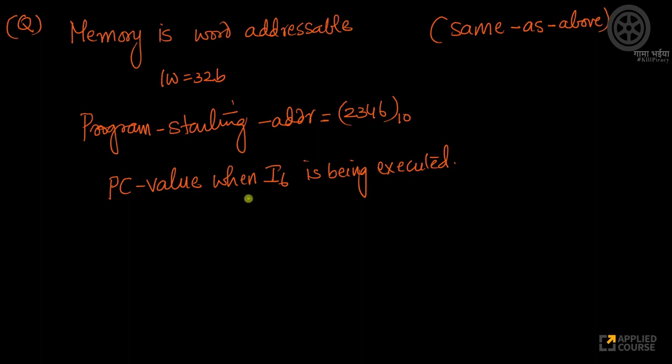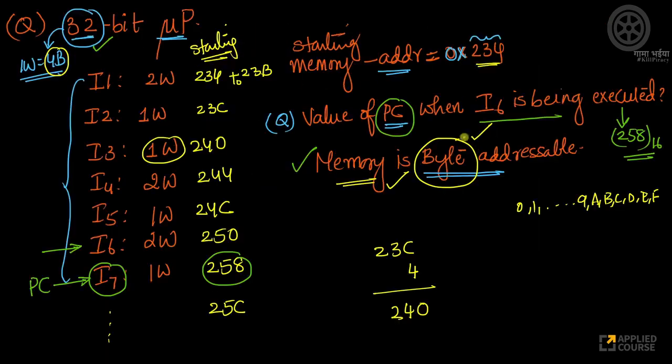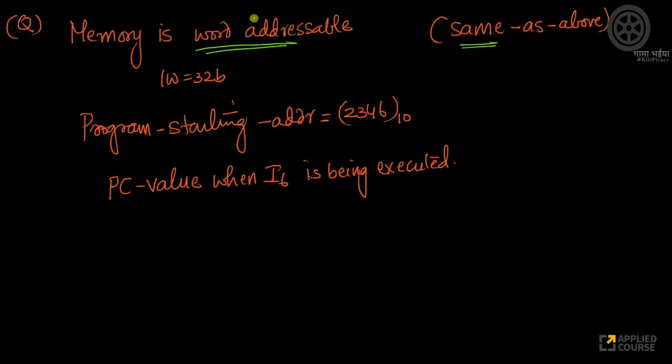Okay, let's look at one more. Okay, let's continue on the same example like before, right? Same as above, everything stays the same as above, except that the memory is now word addressable. Look at this, my memory is not byte addressable. My memory is now word addressable. This is very interesting. And 1 word is 32 bits, which is 4 bytes. Okay, let's assume the program starting address is 2346, right?